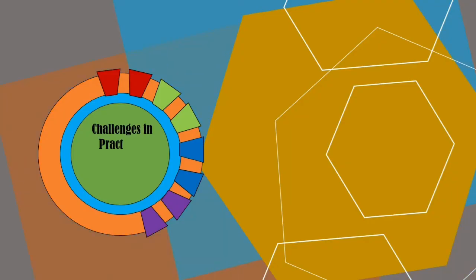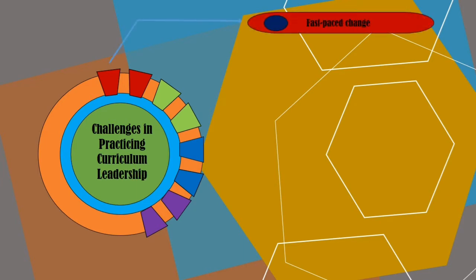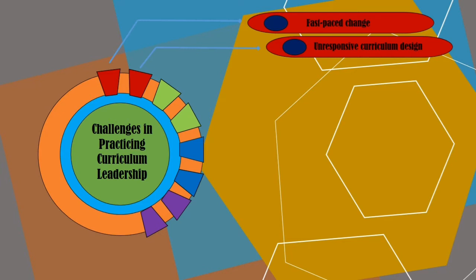Now we have the challenges in practicing curriculum leadership. Number one is the fast-paced change that impact the curriculum. This is one of these challenges. Because of these changes, it is really difficult for us to adapt to these changes. The second is the curriculum design that is unresponsive to local needs.